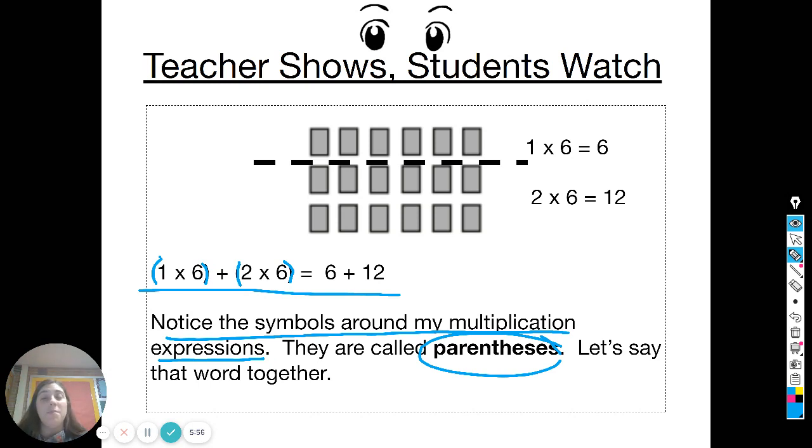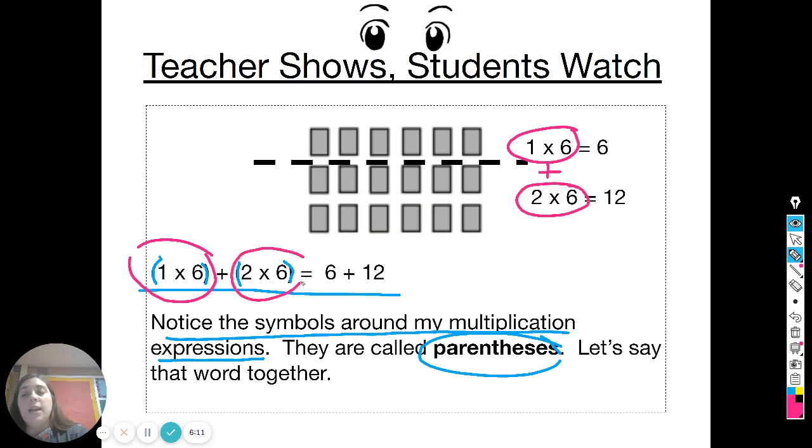So what I did, just like with my ghosts, is I took my problem from the top, which is 1 times 6, and I put that in parentheses over here. And I'm adding it to the bottom part, which is 2 times 6. So I'm doing 1 times 6 plus 2 times 6. And you can see that over here. 1 times 6, which is the top, plus 2 times 6, which is the bottom. And now I'm saying that should equal 6 plus 12. Well, that's because the top part actually equals 6, and I'm adding that to the bottom part, which equals 12. So that's why I'm adding 6 plus 12.